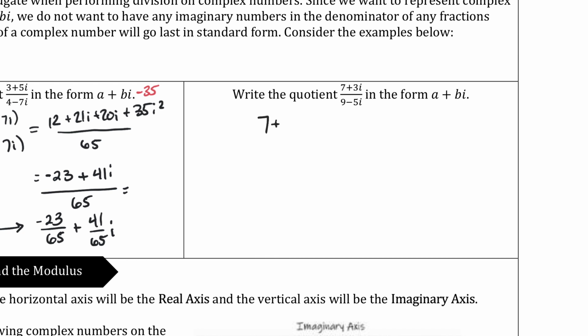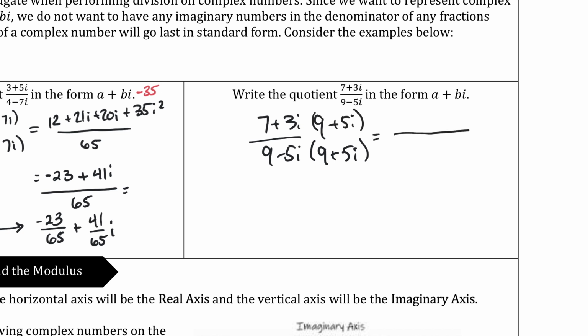Okay, 7 plus 3i over 9 minus 5i. Multiply by 9 plus 5i. The bottom part, if you noticed the pattern earlier, it really was a squared plus b squared that turned out to be what it was, right? So we ended up getting 81 plus 25. That gives us 106 on the bottom.